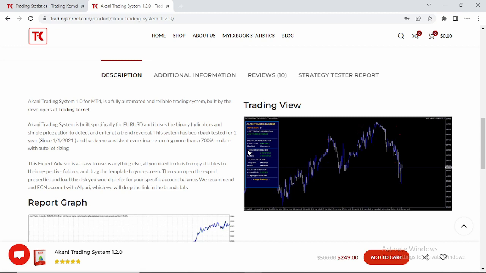All right, so the current version 1 we released was up about 100% ever since the 1st of January, which we optimized for, and even backwards it was still profitable. Okay, so the current version 1 didn't have auto lot sizing, and also didn't have the compounding per trade, and also didn't have EVE strategy integrated.